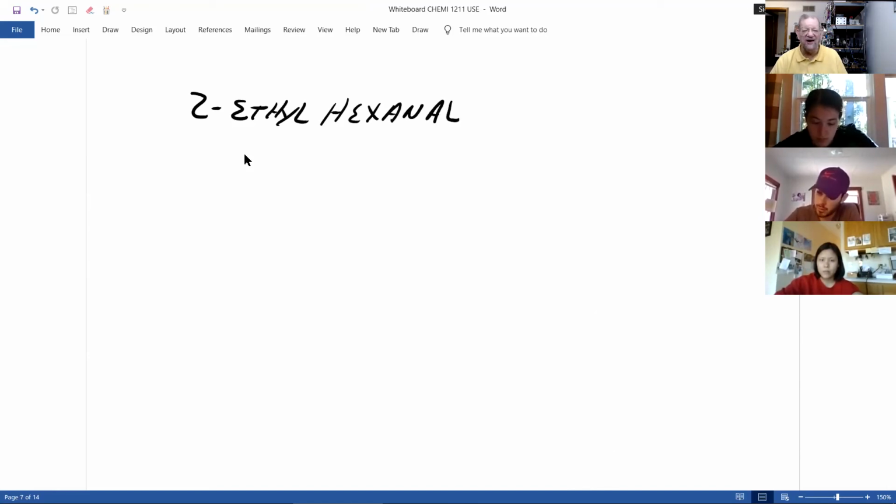And I'm going to let you try this all on your own. Draw the structure for 2-ethyl hexanal, a very old friend of mine. Yes, molecules can be your friends. They can also be your enemy too.